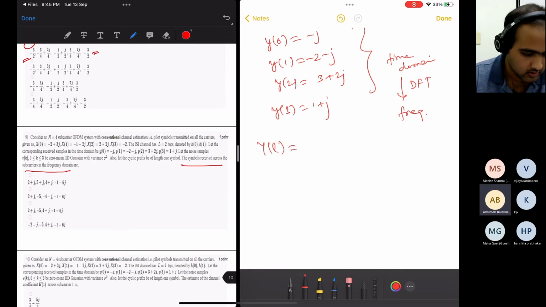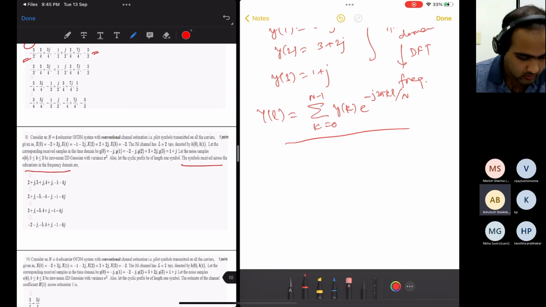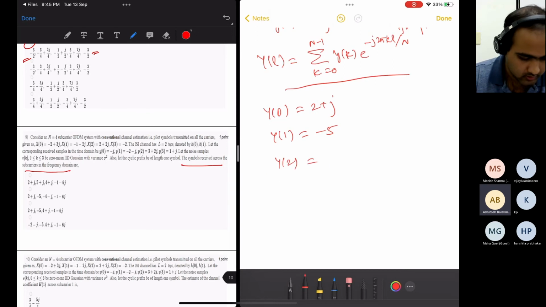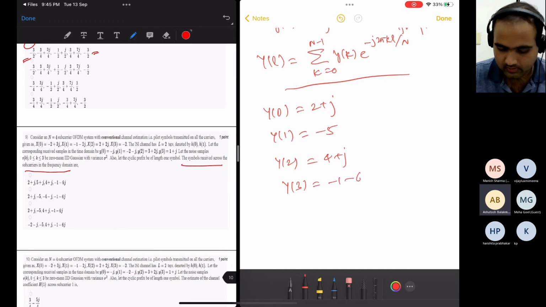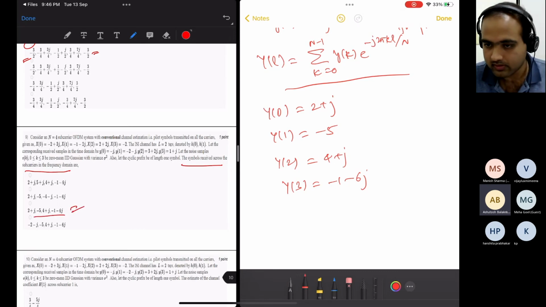That is, y of l is summation k is 0 to n minus 1, which is 3, y of k e to the minus j 2 pi kl by 4, right? So again, I just write the answer. We have y of 0 is 2 plus j, y of 1 is minus 5, y of 2 is 4 plus j, and y of 3 is minus 1 minus 6j. Okay, and the answer is option C.